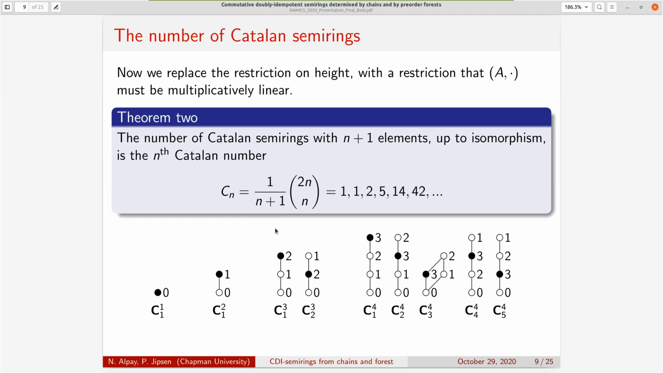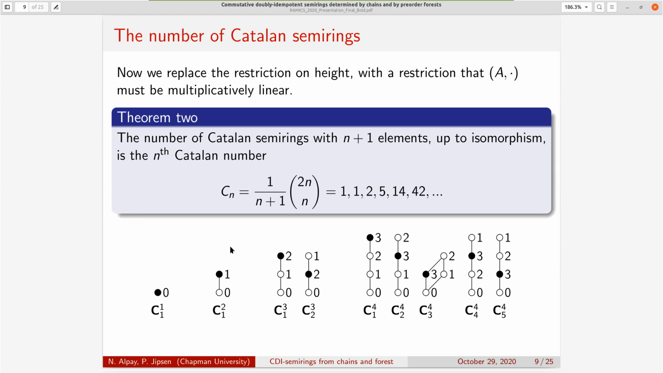So now when we replace the restriction of height with the restriction that A dot must be multiplicatively linear, we get the following theorem, which states that the number of Catalan semirings with n plus 1 elements up to isomorphism is the nth Catalan number, which would be 1, 1, 2, 5, 14, 42, and so on, and is given by the formula on the screen.